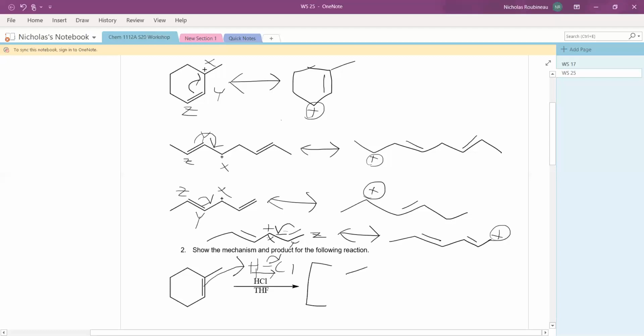Then we get an intermediate. So the hydrogen attaches here. It could theoretically attach at either of the carbons of the double bond, but it attaches here so that we get this positive charge. And we get this positive charge because of what drives it to be here. If we had this positive charge, what would the stability be compared to that one?